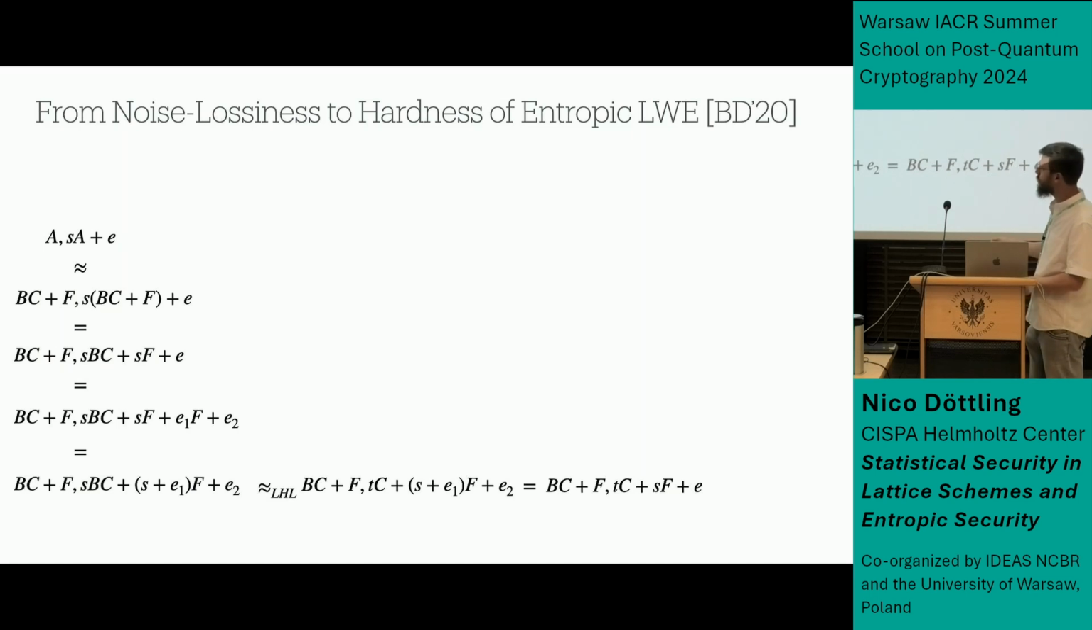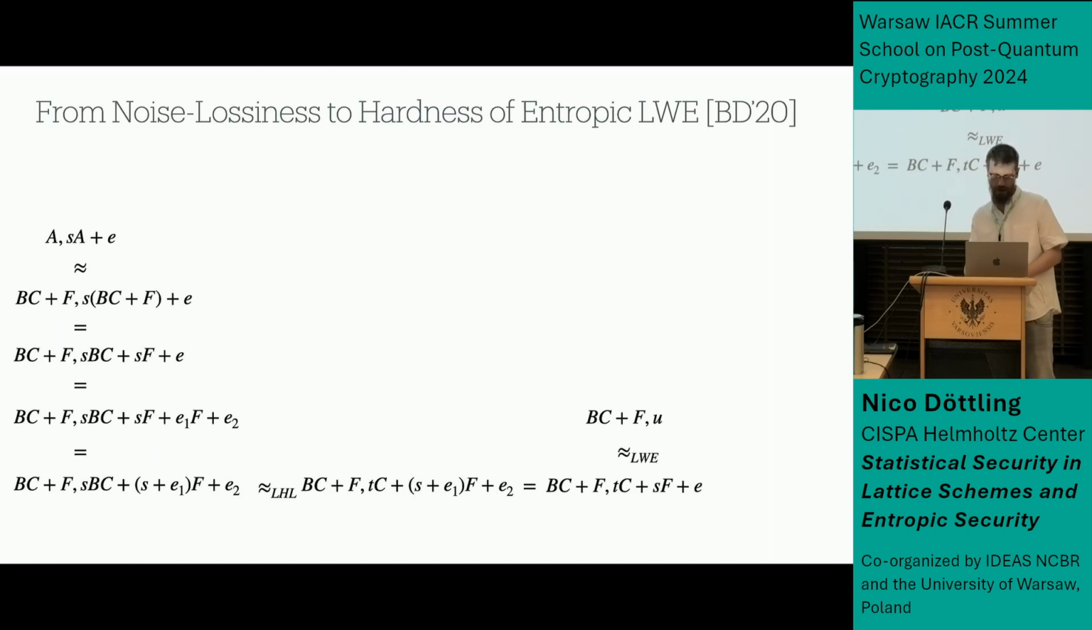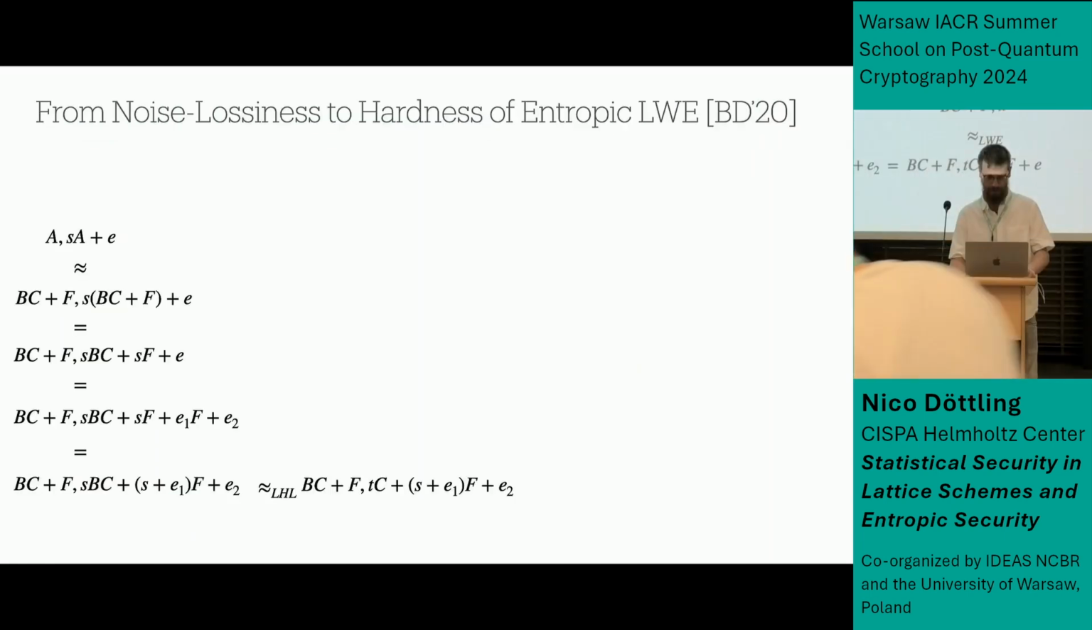In the next step, I'm just going to reverse this Gaussian decomposition here, right? I'm going to pull E1 back out and recompose it into E. And at this point, I can again just use the LWE assumption to argue that C, TC plus E, since E is reconstituted, is computationally indistinguishable from uniform. This also makes this residual SF term disappear. And finally, I'm going to reverse this first step where I turned A into BC plus F, and I'm done. Good.